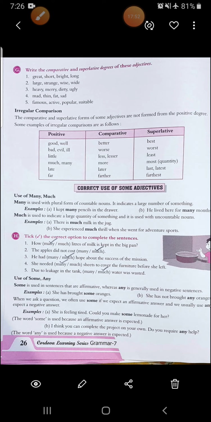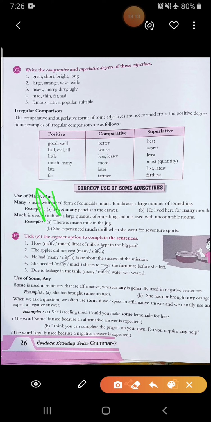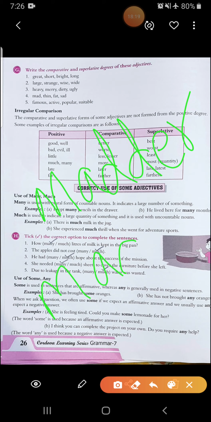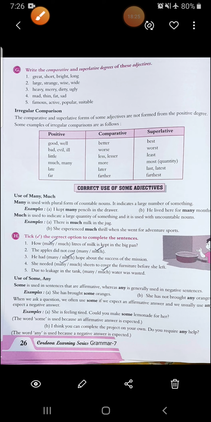Then see the fourth one. Which rule do you have to apply? That third one, where you have a consonant at the end preceded by a consonant, you have to double the final letter. Means mad will become MADD. You have to double the last letter and add ER and EST, MADDEST, in this way. So mad will become madder, maddest. Thin will become thinner, thinnest. Fat will become fatter, fattest. Sad will become sadder, saddest.